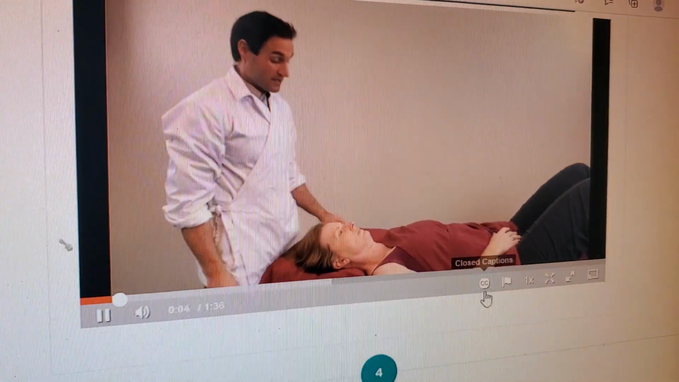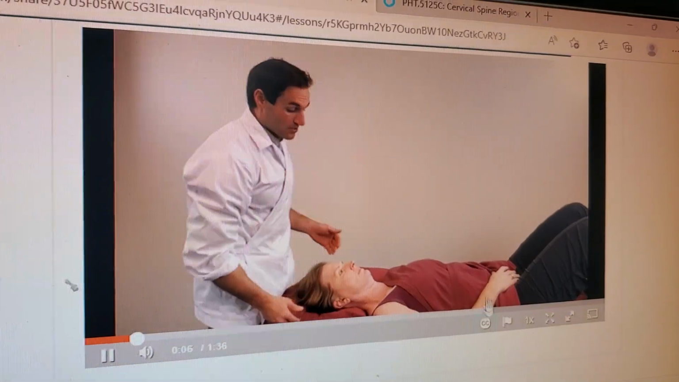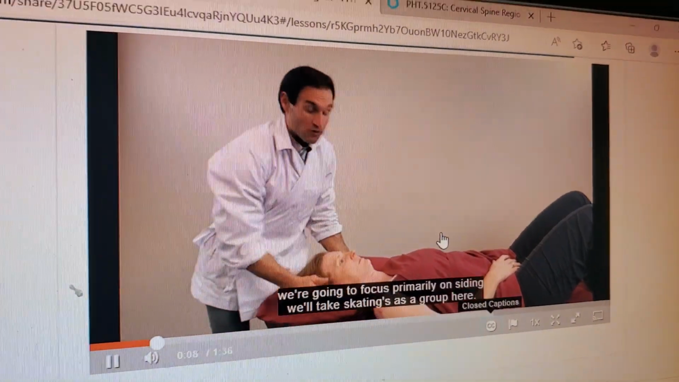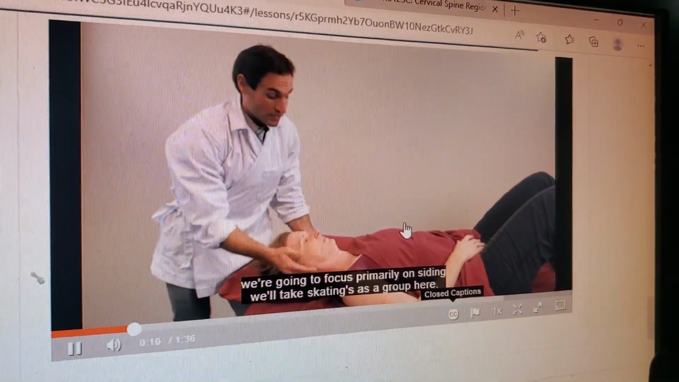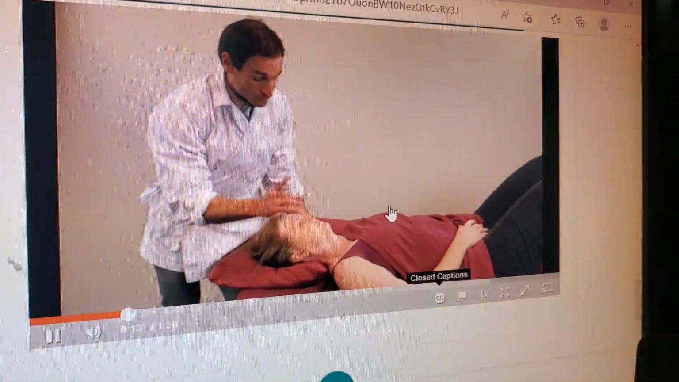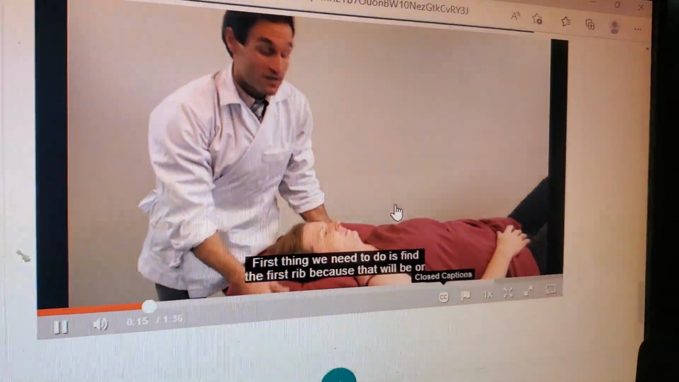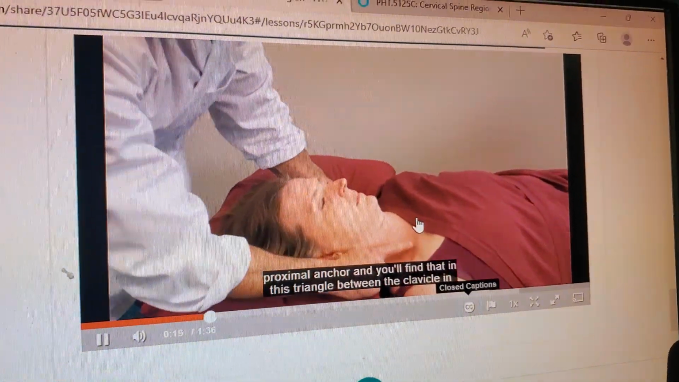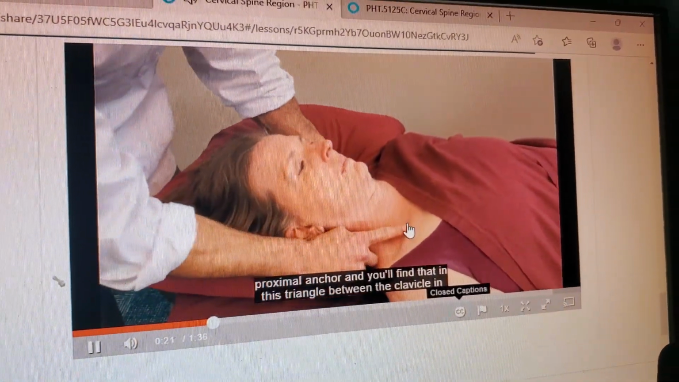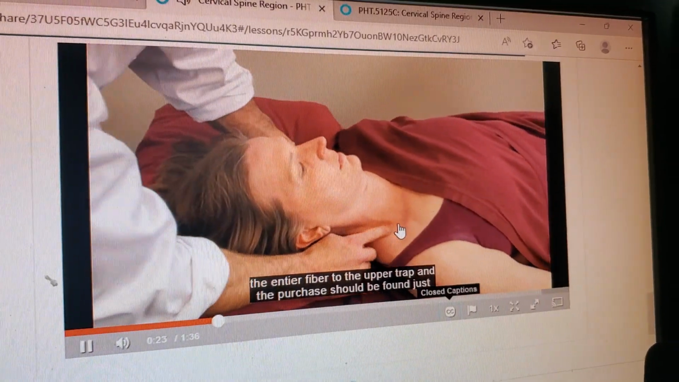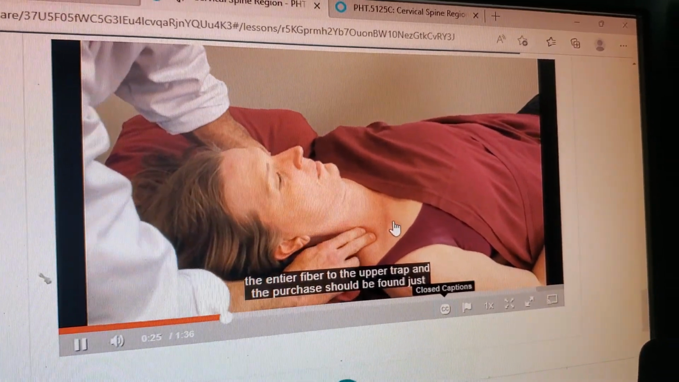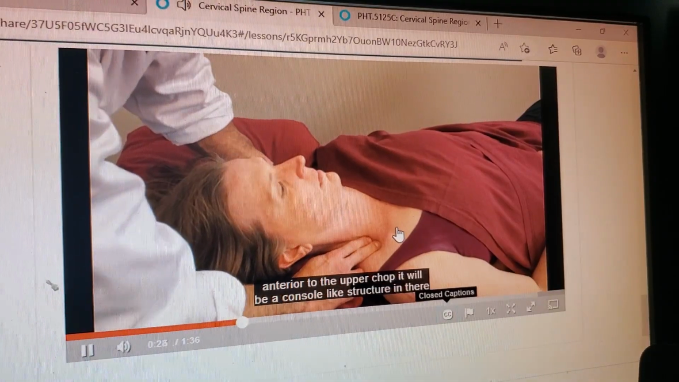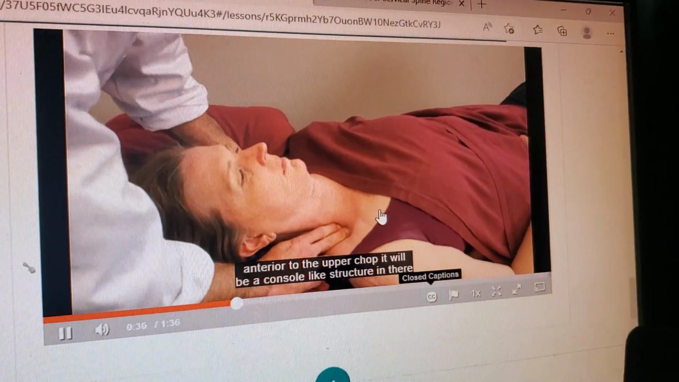To muscle length test the scalenes, we need to take that muscle opposite of its action, and we're going to focus primarily on side bend. We'll take the scalenes as a group here. First thing we need to do is find the first rib because that will be our proximal anchor. And you'll find that in this triangle between the clavicle and the anterior fibers of the upper trap. And the purchase should be found just anterior to the upper trap. It'll be a pencil-like structure in there.